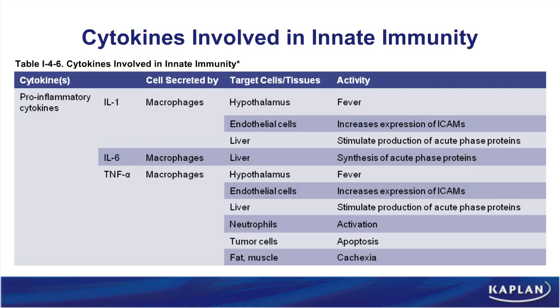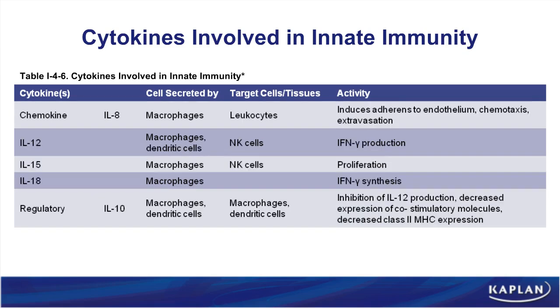This table summarizes the cytokines that are important in the innate immune response. We have an entire table in the appendix of all of the different cytokines, so we don't want you to think that these are the only ones that are important, but it is important to know the innate functions of these cytokines because those tend to be a little more high yield. Right up front, you can see the pro-inflammatory cytokines. You can see what the target tissues are and what the activity is.